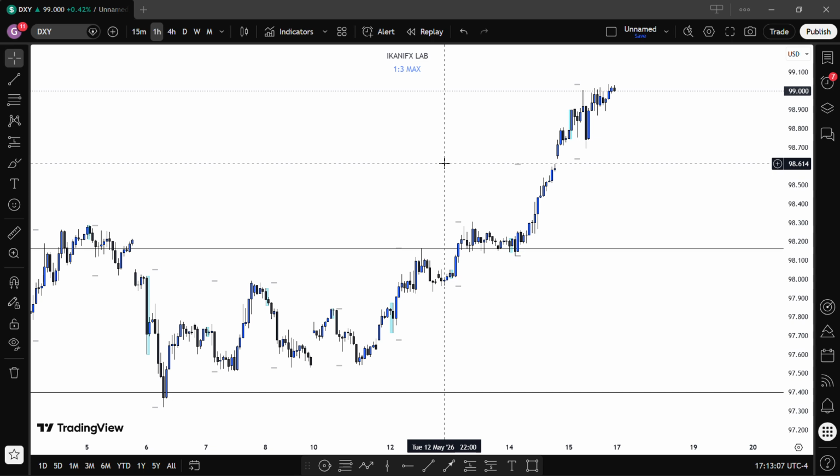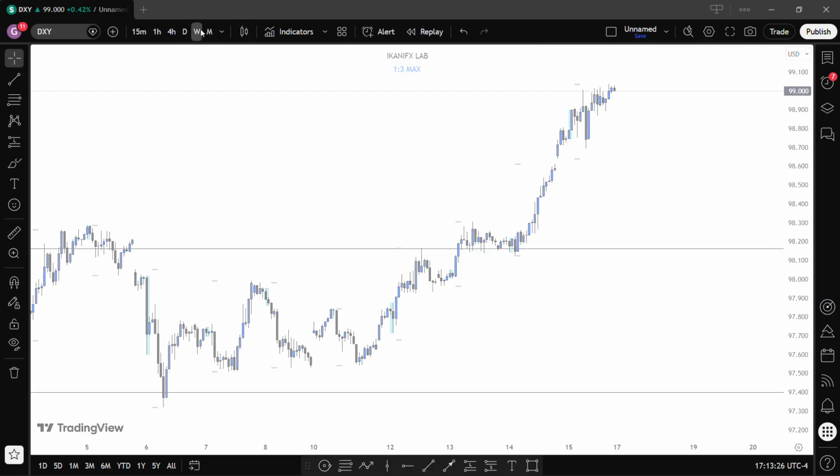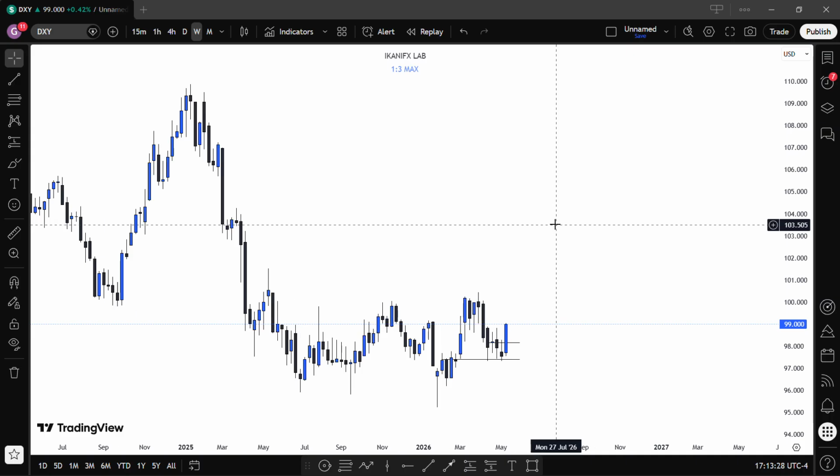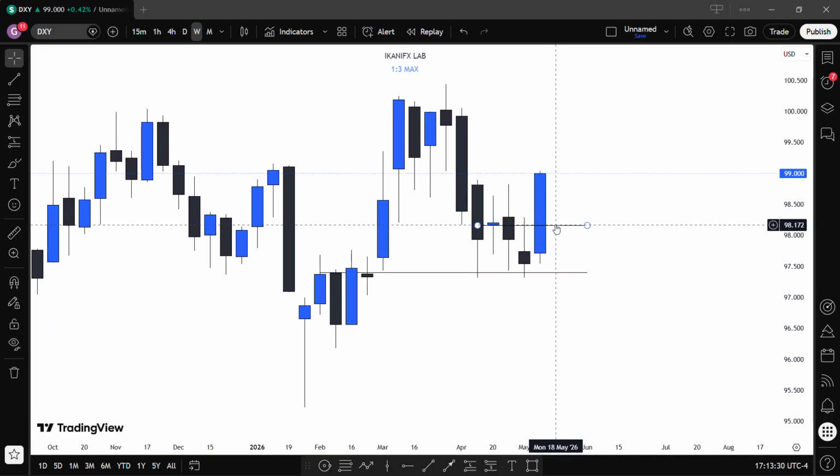So the first thing I usually do, I come to the dollar index, because if the dollar index is going up, USD CAD is going up, and if the dollar index is going down, USD CAD is going down. The opposite is the case for Euro USD. So firstly, we're going to go to our weekly time frame. When we come to the weekly time frame, what can we observe?